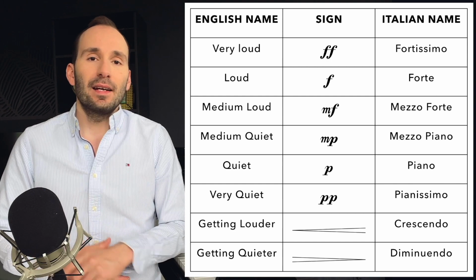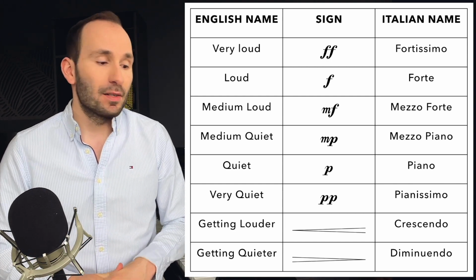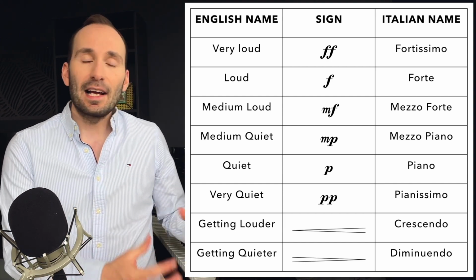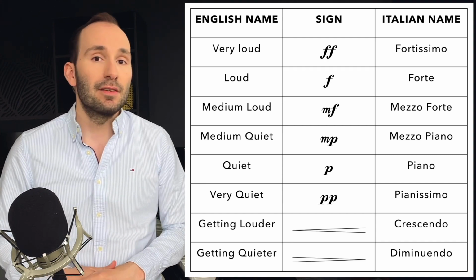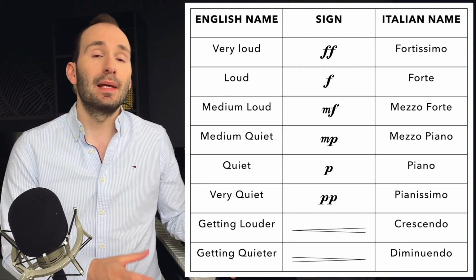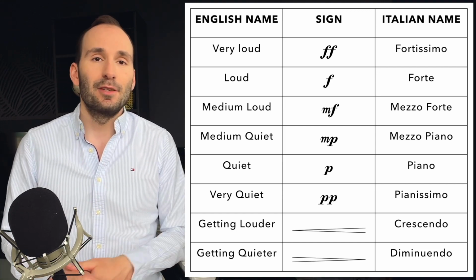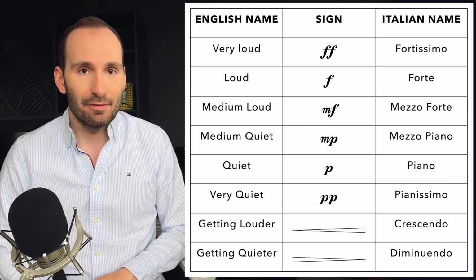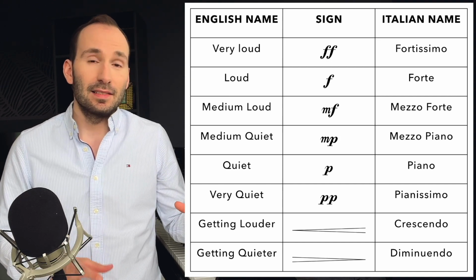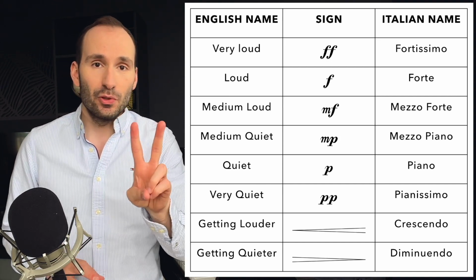The other reason why we don't have absolute terms is because every piano is different, the action is different, the size of the piano is different. A smaller piano is never going to be able to be as loud as a 9-foot concert grand, so you can see why these terms are relative. So now that we know the basic dynamics signs, we have 2 more to cover.